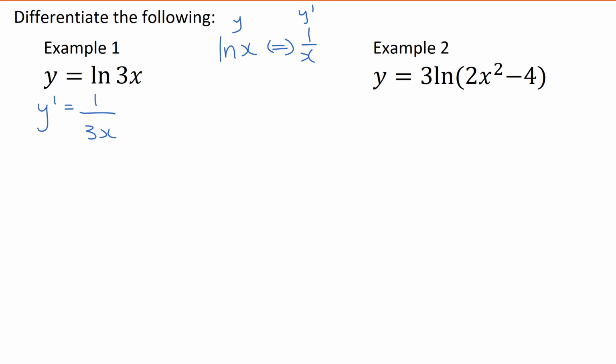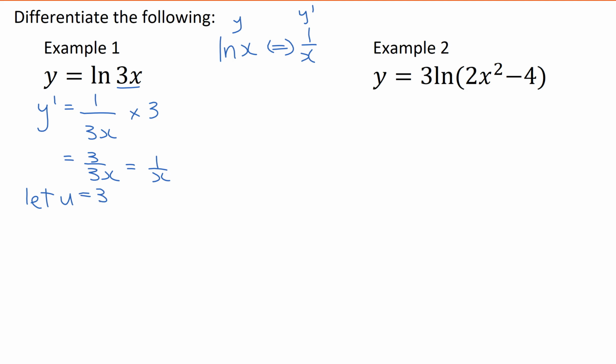But the chain rule says we have to multiply that by the derivative of the function. The derivative of 3x is, okay, so 1 times 3, 3. So 3 over 3x is actually just the same as 1 over x, okay? Happy with that?